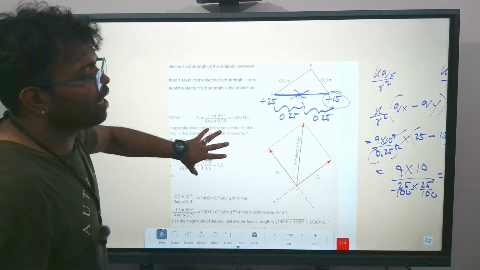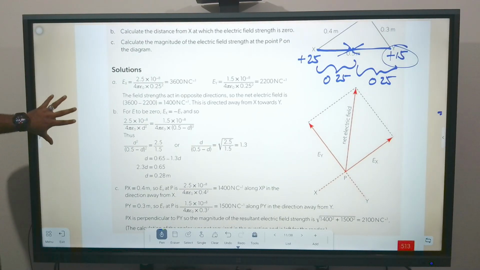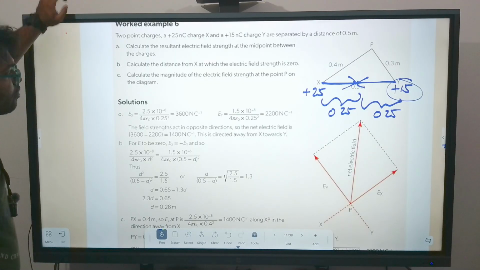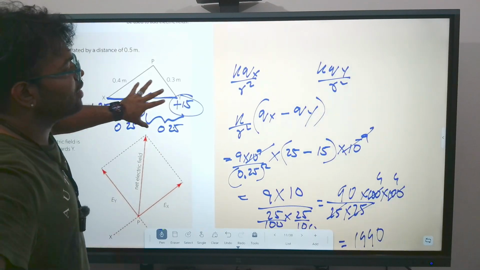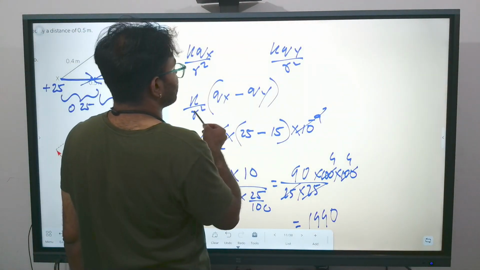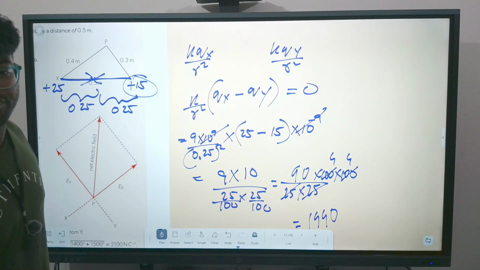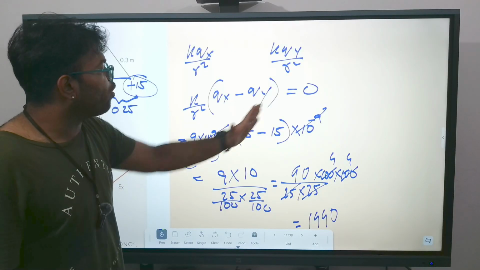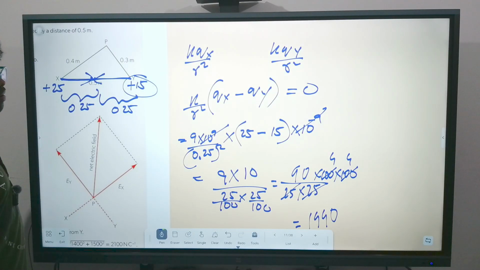Next, many a times you will have to use these methods so that you can save time. Now, calculate the distance from x at which the electric field strength is 0. Okay, so Akshay, all you have to do is basically make sure that kqx minus qy upon r squared should be equal to 0. Understood? So basically at some point in the region, the whole thing will become equal to 0.